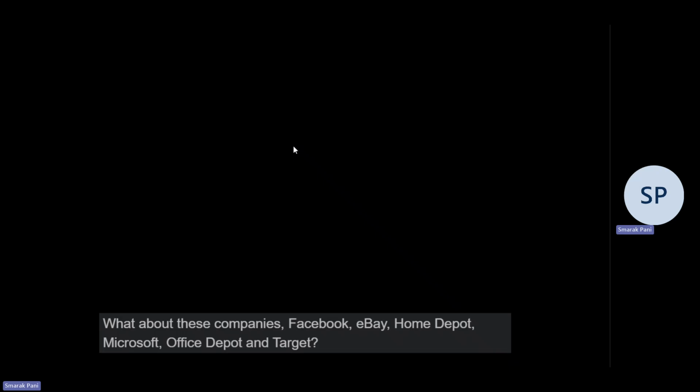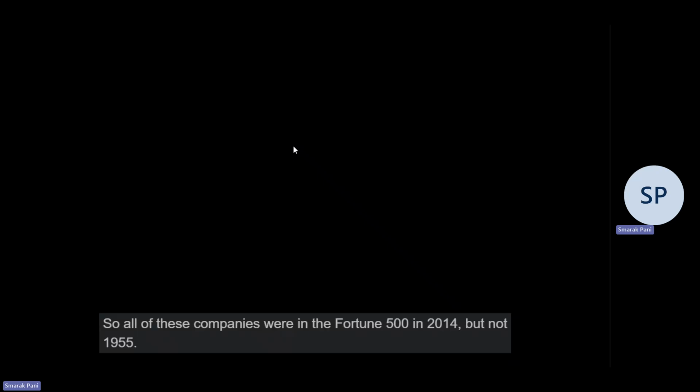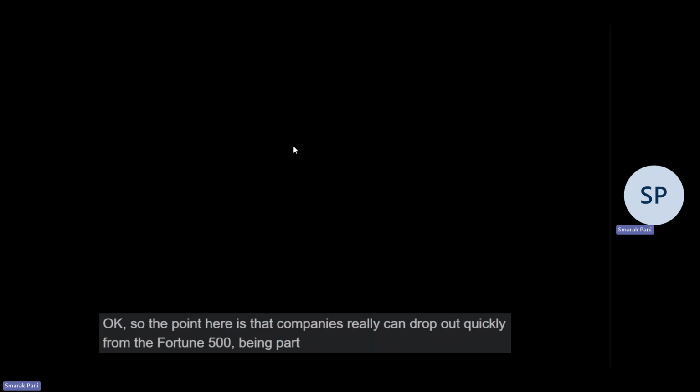What about these companies? Facebook, eBay, Home Depot, Microsoft, Office Depot, and Target. These companies may be a bit more familiar. What do they all have in common? So all of these companies were in the Fortune 500 in 2014, but not in 1955. Okay, so the point here is that companies really can drop out quickly from the Fortune 500.